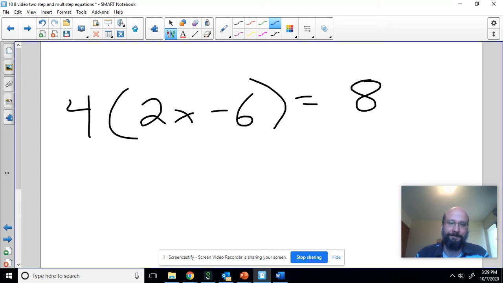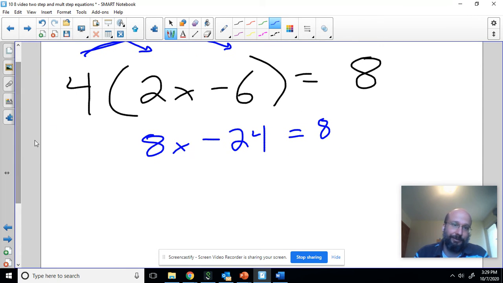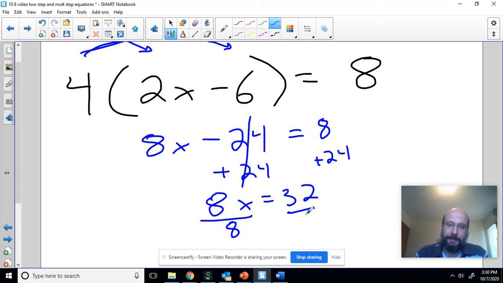On a problem like this, your first step would be to distribute this 4, right? There's a parentheses with the number next to it. So we need to multiply this number to everything inside. 4 times 2x is 8x. 4 times this negative 6 is negative 24 equals 8. And now it turns into a two-step like before, right? We add 24 to both sides. 8x equals 32 because this cancels, and 8 plus 24 is 32. And then we divide by 8.